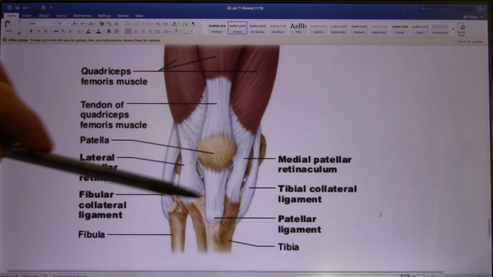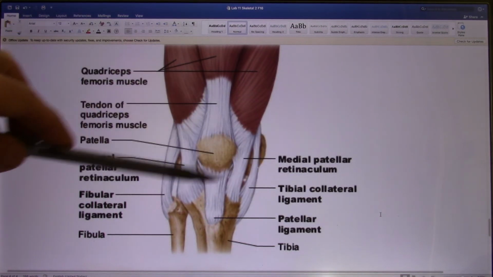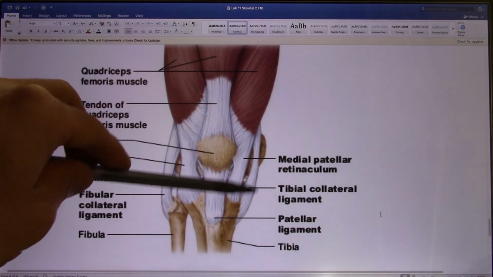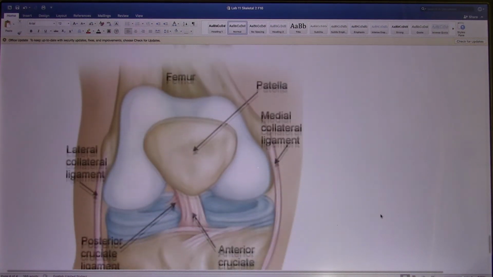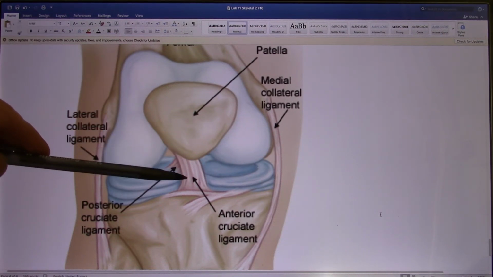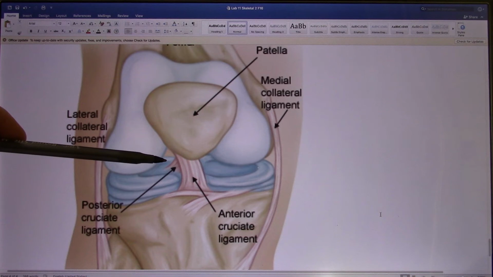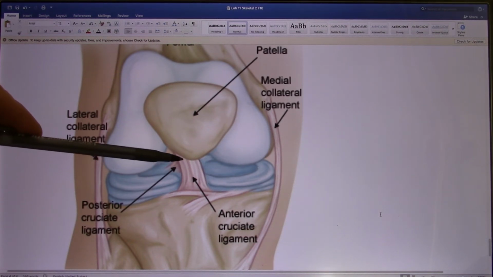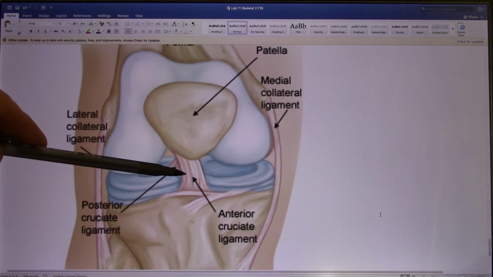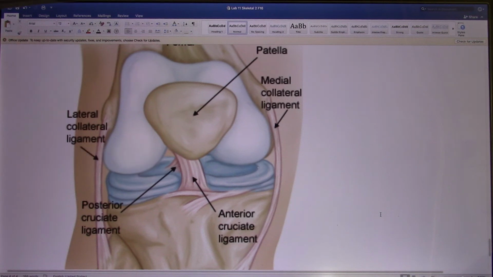That's your knee from the outside view. You have a lot of ligaments, like the fibular collateral ligament and the tibial collateral ligament. And let's look at the inside. You have two cruciate ligaments. The one from the anterior view is called the anterior cruciate ligament, and this one is called the posterior cruciate ligament. These two can easily be damaged, especially the anterior cruciate ligament. That's the number one ligament damaged in athletes.